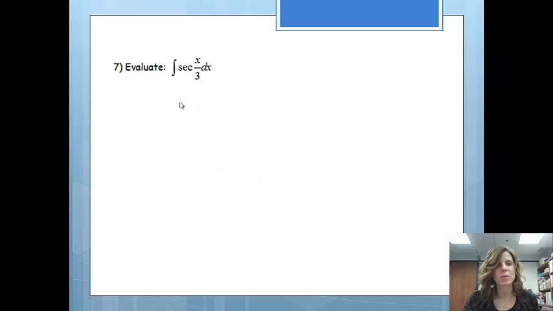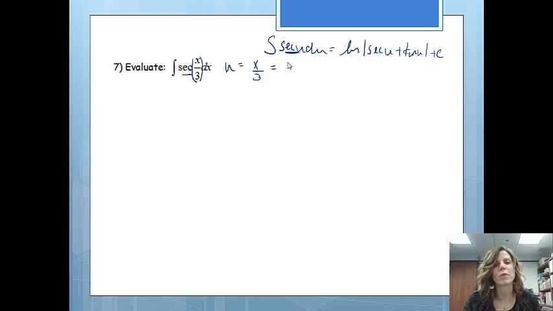Alrighty, next one, it says to evaluate the integral of secant x over 3 dx. So I'm going to keep in mind that the integral of secant u du is going to be natural log secant u plus tangent u. So I know that there's a formula for secant, so I've got secant here. So that just means that I need to let my u be x over 3. Okay, x over 3, remember, is really just the same thing as 1/3 x. So if I take the derivative of 1/3 x, that would just give me 1/3 dx.